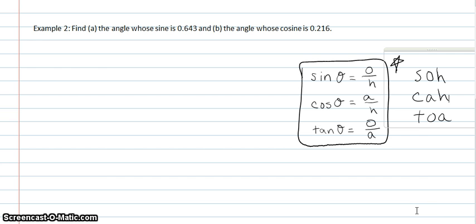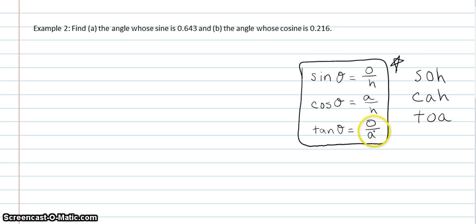Then on cosine of theta, or cosine of the angle, it equals adjacent over hypotenuse. So adjacent is again talking about the side that is touching the angle, and opposite side and adjacent side, those are always the legs of the triangle. Okay, and then h again is the hypotenuse. Then tangent of theta is equal to the opposite side over the adjacent side.